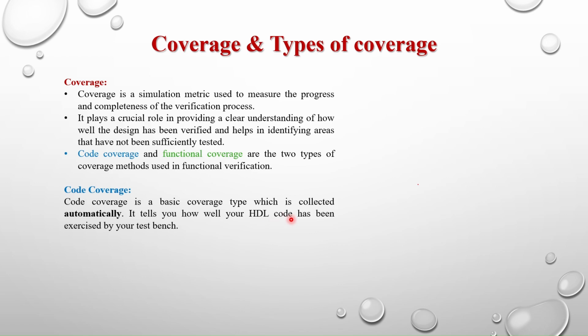That means the idea is to track whether all the lines, branches, conditions and paths in your design's source code have been triggered by your test or not. This will be checked using code coverage, and it is collected automatically by the simulation tools. We are not going to write any code for code coverage. It will be collected by the simulation tools during the simulation.